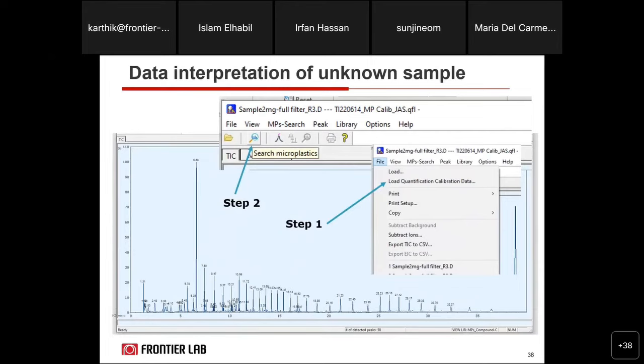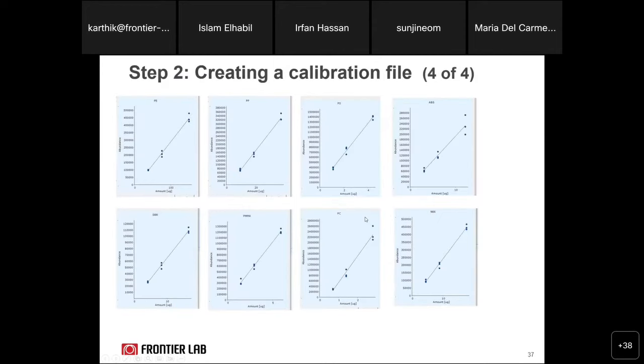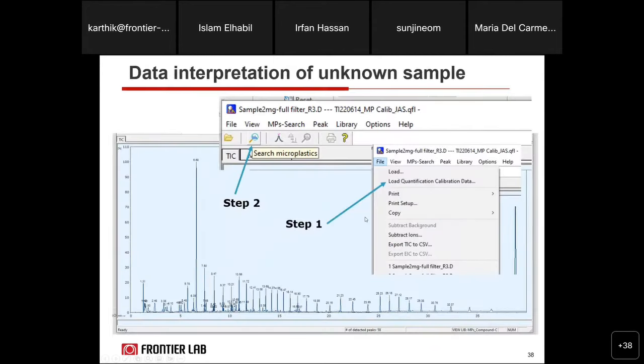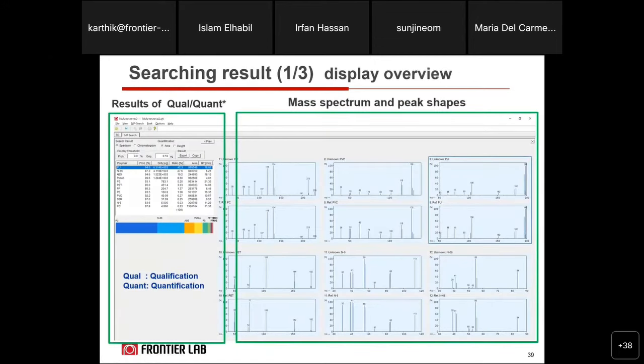After that, when you have your unknown sample, you have to load your sample data into the software. Then you have to load your quantification calibration data, the one that we previously did, right? This data should be saved, and you have to load it. Then you basically just click. Once you click here, what you see is the output.